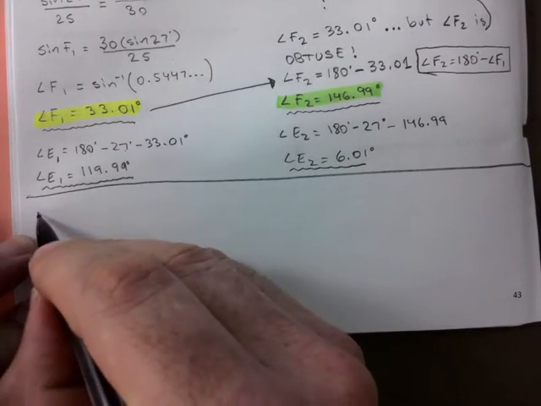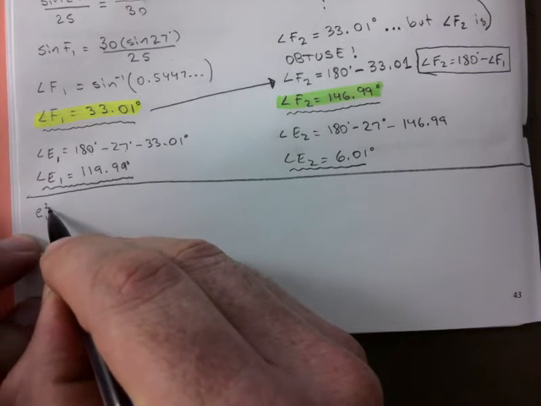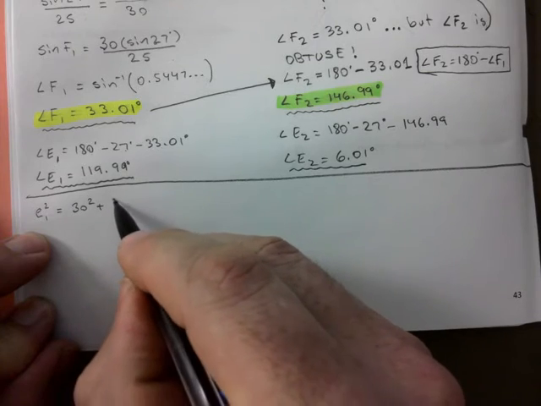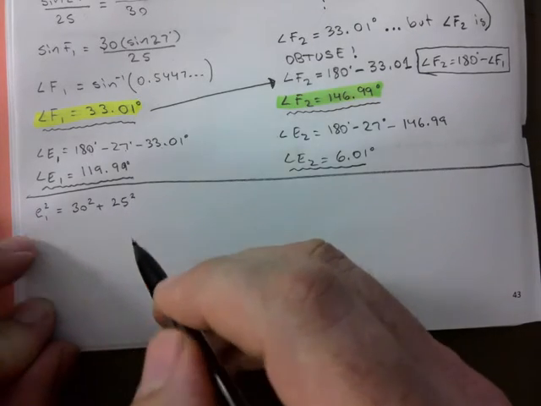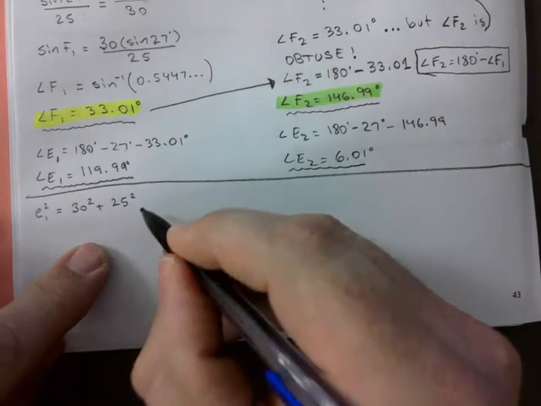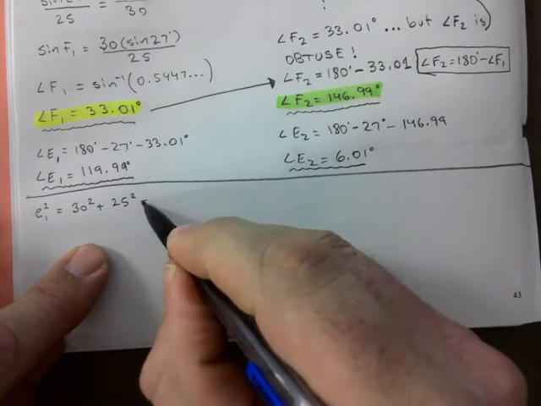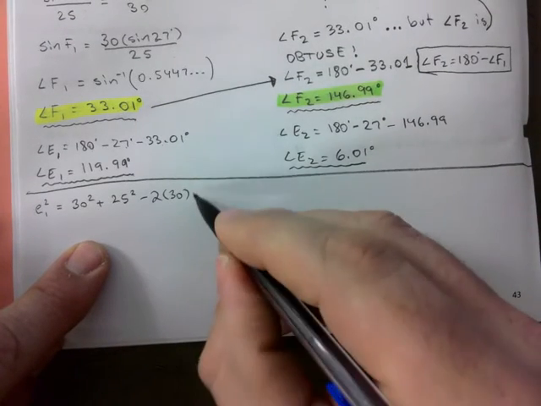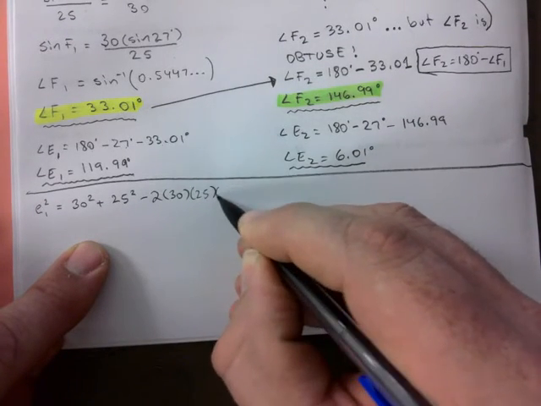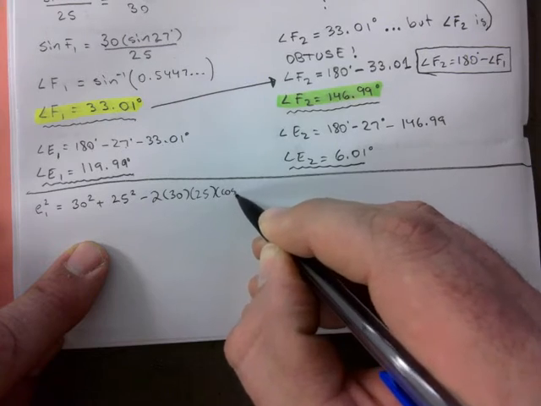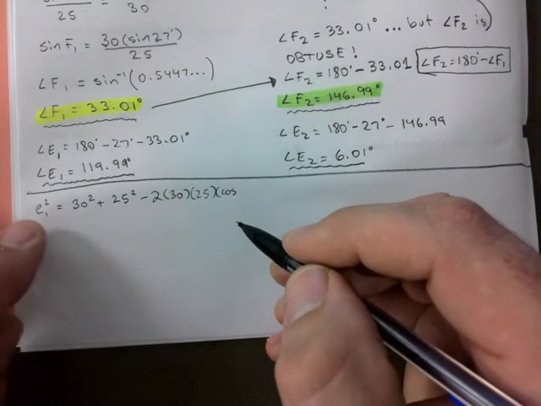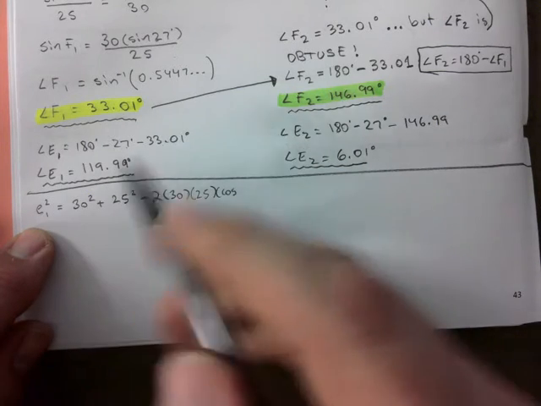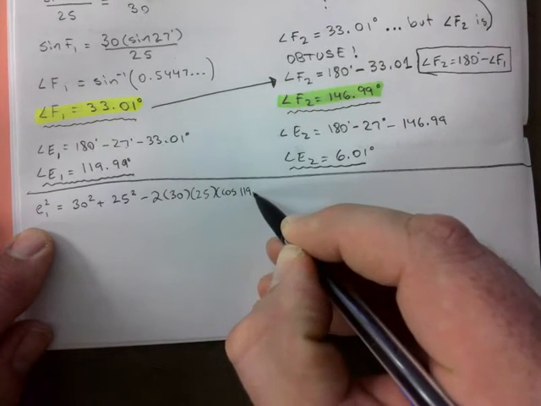So for side E1, E1 squared is going to be the 30 squared plus the 25 squared, right? The two sides that you're given, minus 2 times 30 times 25 times cosine. Cosine of what? It's the angle that's across the side you're trying to find. So it's 119.99.